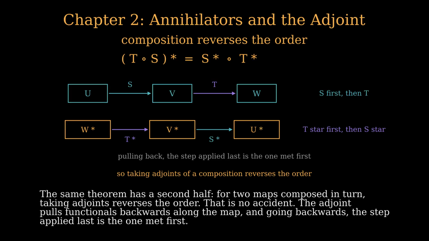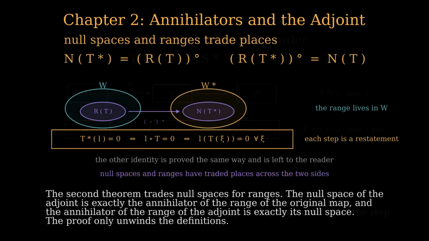The same theorem has a second half. For 2 maps composed in turn, taking adjoints reverses the order. That is no accident. The adjoint pulls functionals backwards along the map, and going backwards, the step applied last is the one met first. The second theorem trades null spaces for ranges.